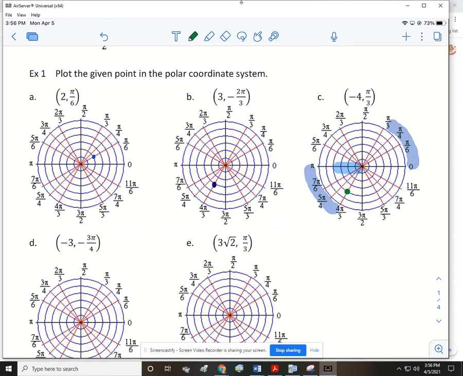All right. And again, if you wanted to count, you can. To rotate pi over 3, it's 1, 2, 3 lines. So we would rotate that from pi, 1, 2, 3 lines.